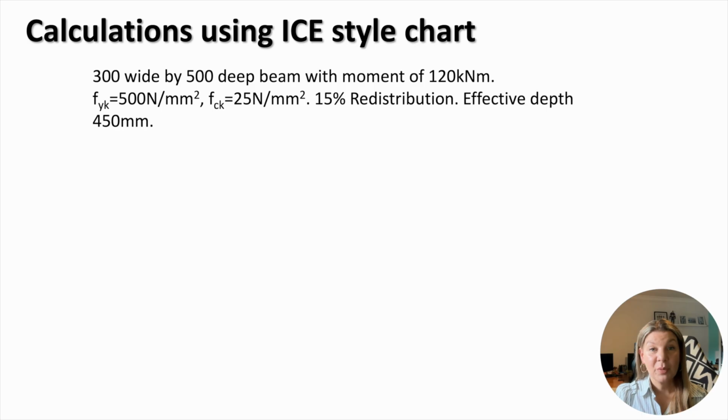Let's see how these charts can be used in the design of singly reinforced concrete sections. Let's look at the design that we previously solved in the last lecture. As a reminder, this is a beam with a 300 mm wide and 500 mm deep cross-section. The effective depth was 450 mm, there was a moment of 120 kN meters, the yielding strength of steel was 500 megapascals, and the compression strength of concrete was 25 megapascals. We needed to design beam reinforcement assuming 15% redistribution of moments.